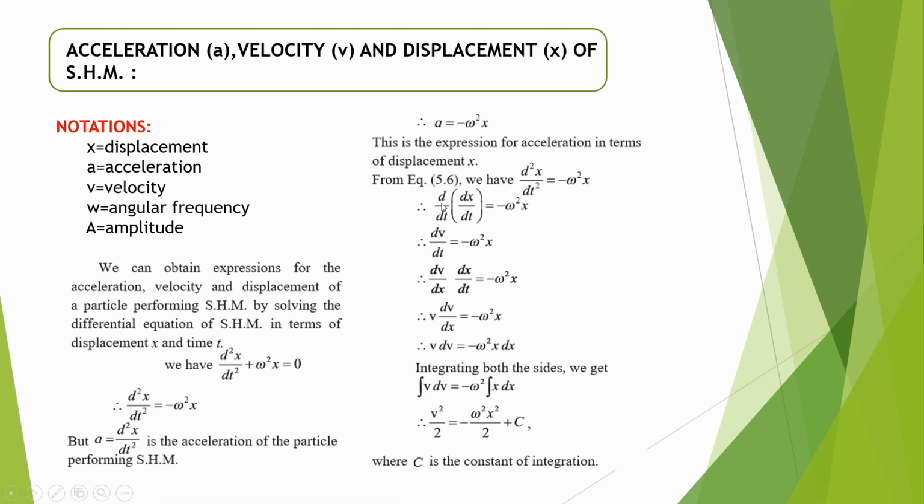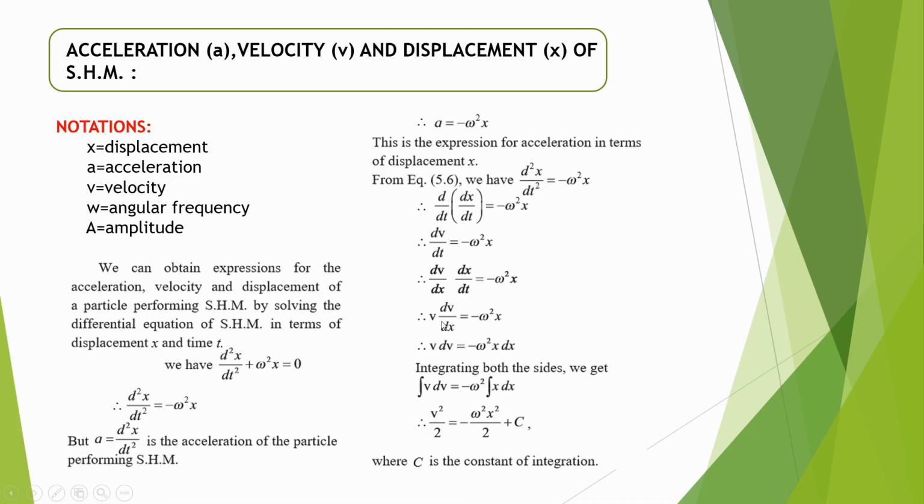Then next, let us substitute acceleration equal to d square x by dt square. So d square x by dt square equal to minus omega square x. So d by dt into dx by dt is equal to minus omega square x. Then dx by dt is velocity, so dv by dt is equal to minus omega square x. Rearranging, multiplying and dividing by dx, dv by dx into dx by dt is equal to minus omega square x, but dx by dt again means velocity. So v into dv by dx equal to minus omega square x.